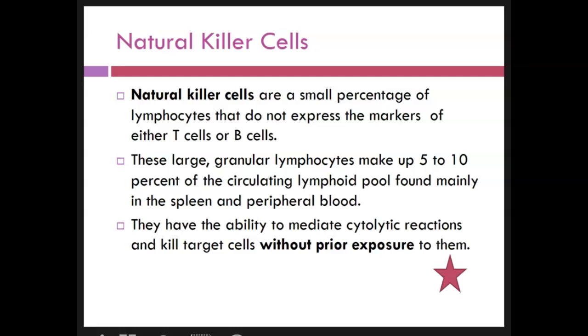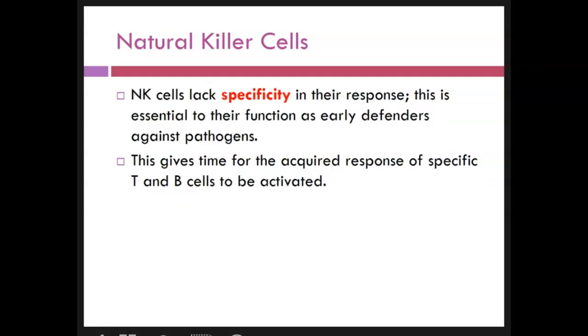But the important thing about natural killer cells is that they have the ability to mediate cytolytic reactions, so cell-killing reactions, without prior exposure. Natural killer cells lack specificity in their response, so this does not fall under adaptive immunity. Remember, this is innate immunity. And this gives time for the acquired response of specific T cells and B cells to be activated. So the natural killer cell, imagine the antigen comes in and the natural killer cell is covering for T cells and B cells.